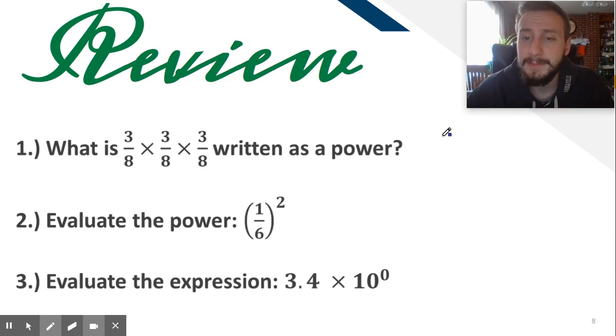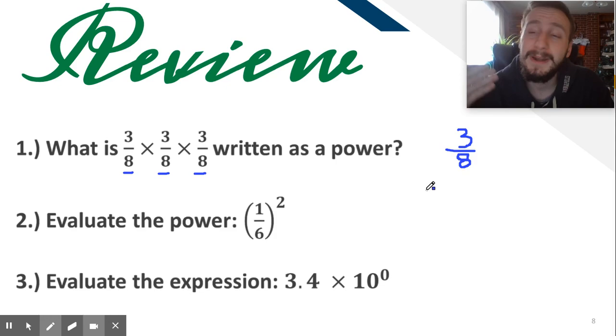3/8, right? Because I have 1, 2, 3, 3/8. That's the number that's being repeated. So my base, although a fraction, is 3/8. Now, to figure out what the power is, my exponent, how many 3/8 do we see? 3 of them. So my exponent is going to be 3 because that's how many times 3/8 is written.